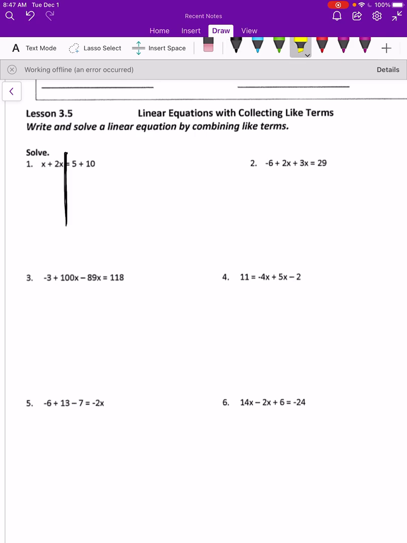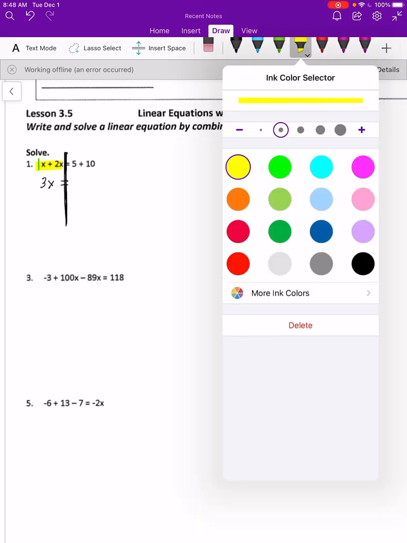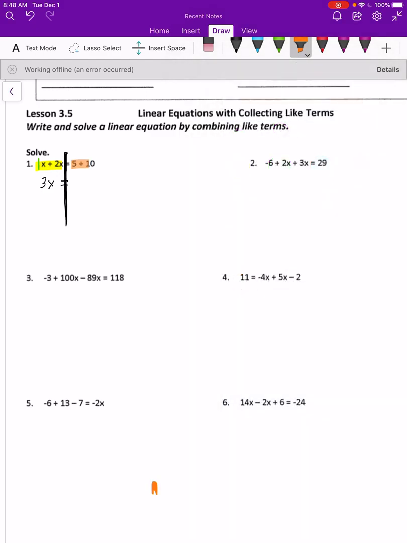I'm going to pick up my highlighter and highlight that I have x plus 2x because those are like terms. As you know, this has a ghostly 1 in front of it. So it's really 1x plus 2x, which would be 3x. Equals, and then I'm going to pick up an orange highlighter on the other side because I also have some like terms there: 5 plus 10. Those are constants, which is the fancy way to say they're just numbers. 5 plus 10 is 15. So now that I've collected my like terms, I can solve.